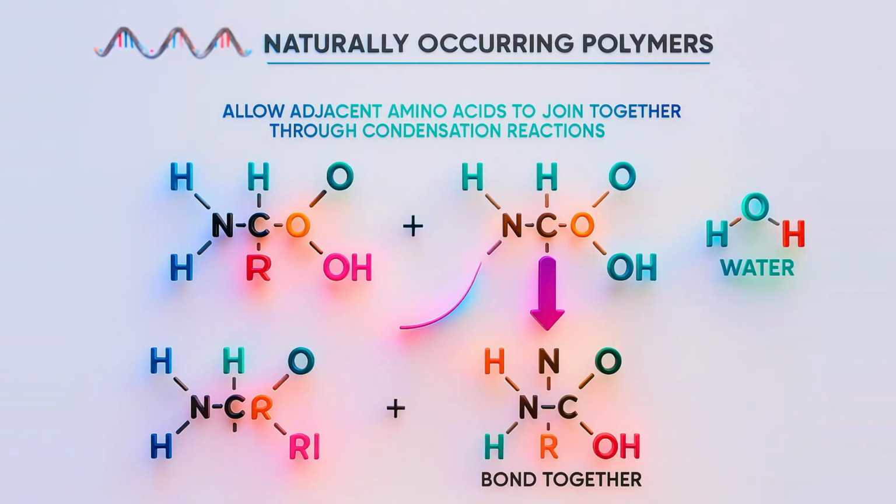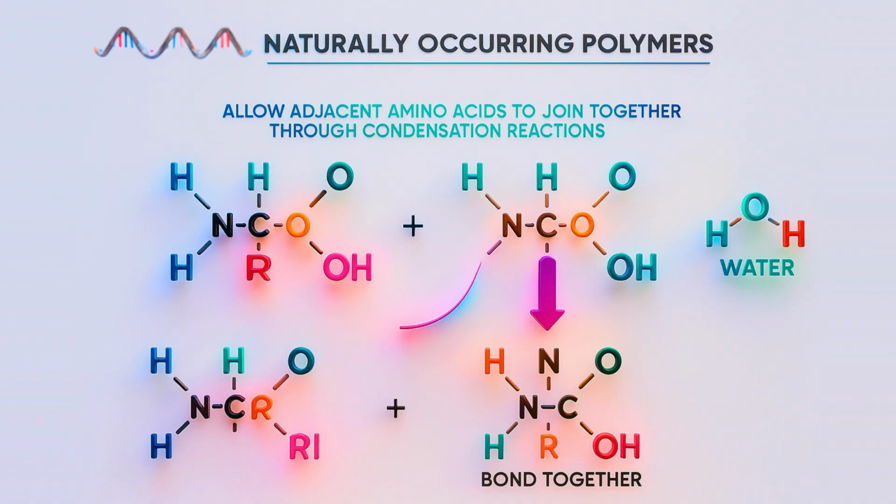Now, let's look at how amino acids join together to form polypeptides. This process occurs through a condensation reaction, which is a type of reaction where a small molecule, in this case, water, is lost when the monomers bond. Specifically, the OH group from the carboxylic acid of one amino acid and the H atom from the amino group of another amino acid react to form a water molecule.